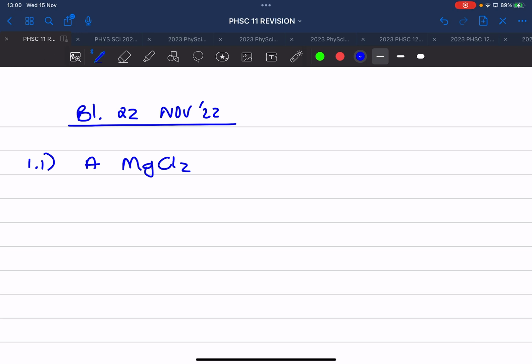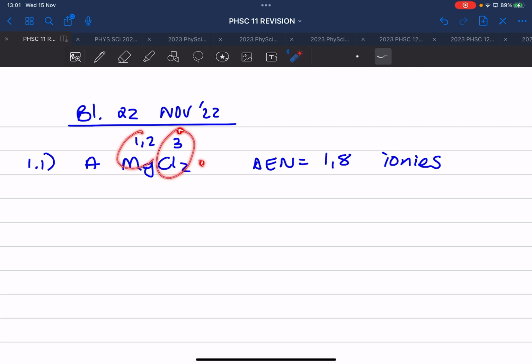What's magnesium's electronegativity? Do you have it? What's it? 1.2, and chlorine's is 3. So the difference in electronegativity is 1.8. So that means it is ionic? The electronegativity is 3, the electronegativity is 1.2. The difference in electronegativity is 1.8. So it's ionic.